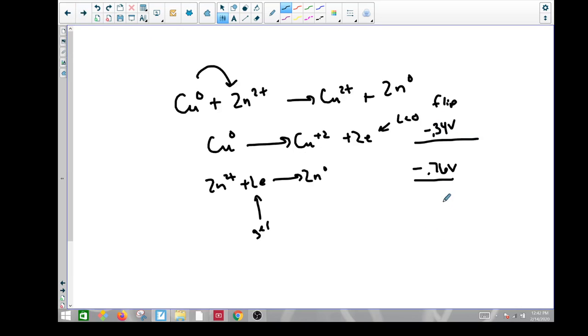All right, add it up, I got a negative 1.1 volts, and in this case, that means that not only does the copper not want to get rid of the electron, zinc doesn't want to take it, and this would have no reaction. Why no reaction? It's not thermodynamically favorable because I have a negative overall voltage. But that's in general how you work the chart. Thank you.